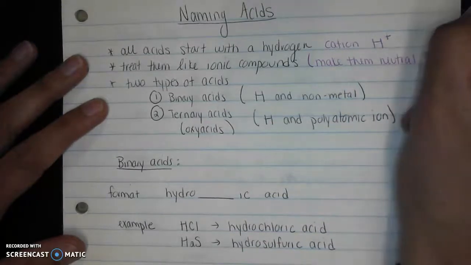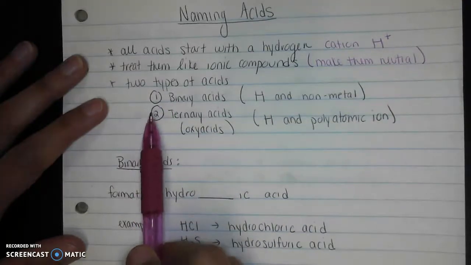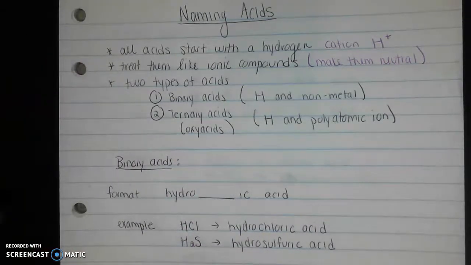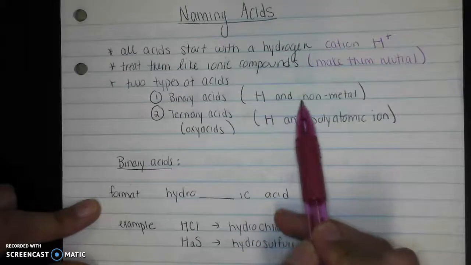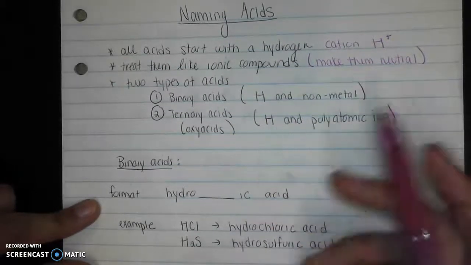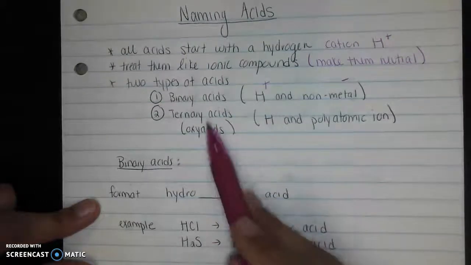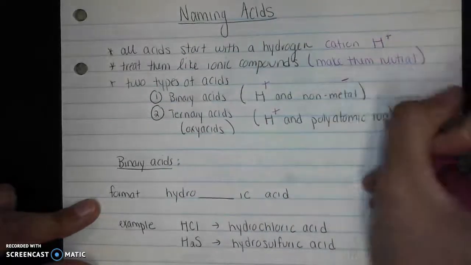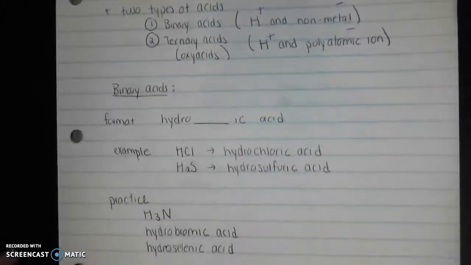Okay, there are two types of acids. There are binary acids and ternary acids. Ternary acids are also called oxyacids. And so the difference between them is what makes them up. So a binary acid starts with that hydrogen cation and ends with a nonmetal. So this is going to be our cation and our nonmetal is going to be our anion. In a ternary or oxyacid, again we start with that hydrogen cation, but the polyatomic ion is going to be our anion. So let's just go through a few examples of each so you understand how to name and write formulas for each of them.